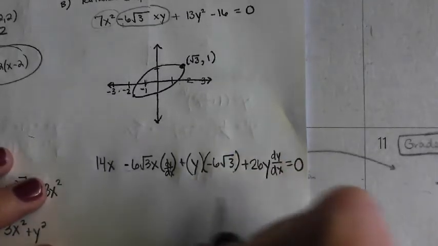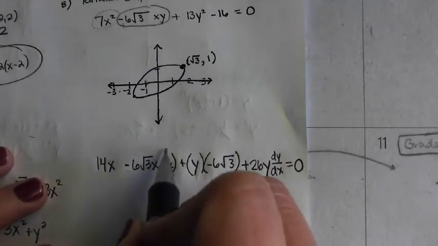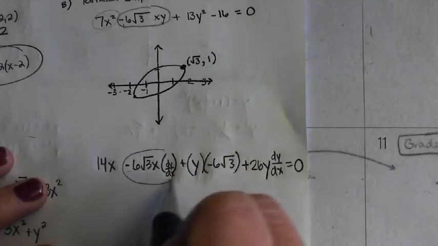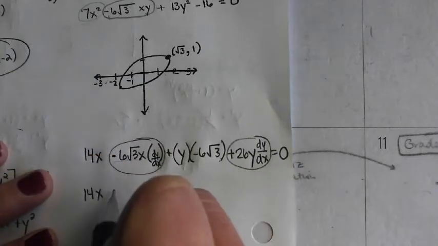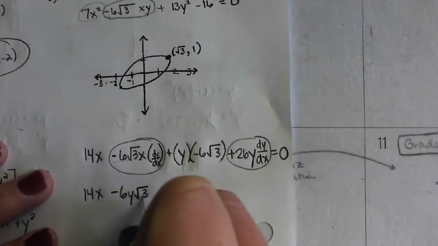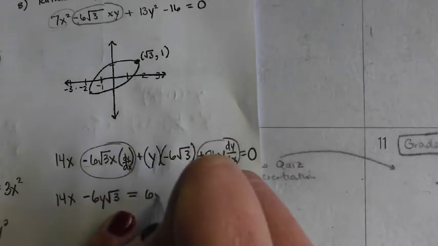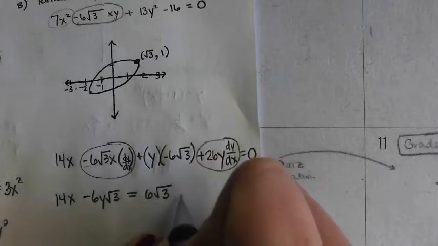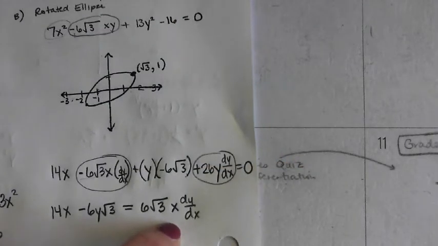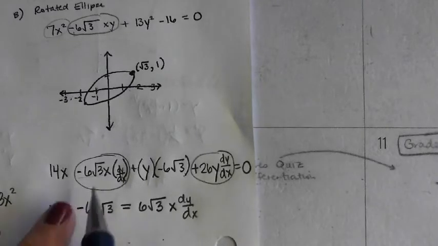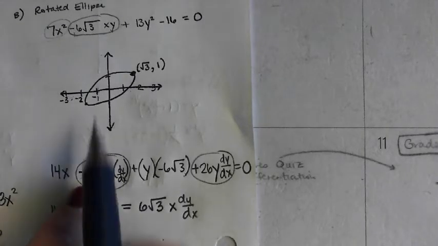So now from here, let's say I'm going to move these guys over. I'm going to keep my 14x. I'm going to keep negative 6y root 3 on the left equals. I'm going to add my 6 root 3 x dy dx. Be careful that you know that that x is not under the radical. We can be sloppy with the size of our radical sign. It can throw everything off. So that radical was only over the 3.